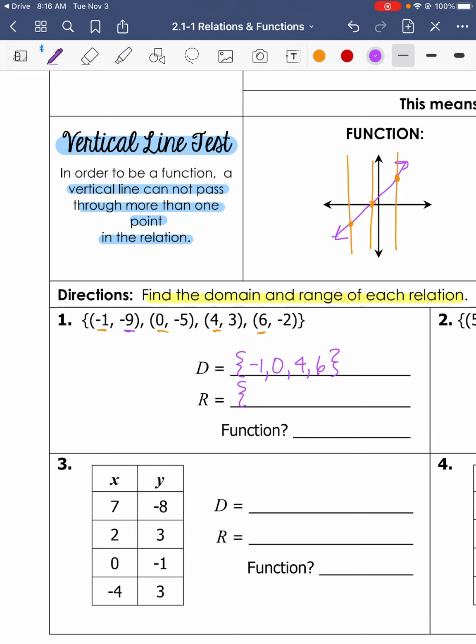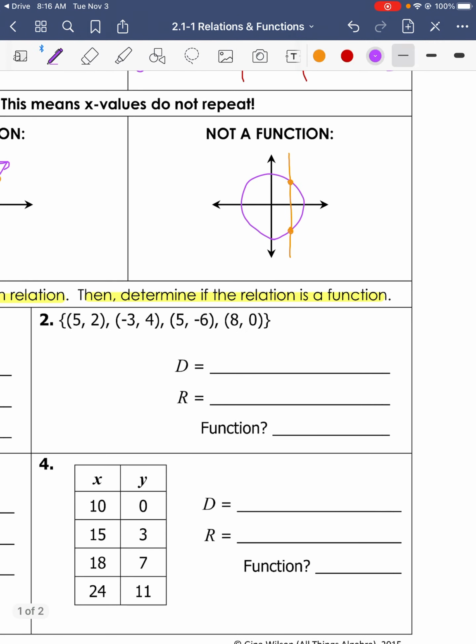And with the range, same thing. We're going to be looking at all of the y values, starting with the smallest. We have -9, -5, -2, and then 3. Okay, and then it's asking us, is this a function? So what we need to do is look at the x values here. First, is there a duplicate x value? And here there's not. So we're not going to find another x value that is paired with a different y value because there's no duplicates here. So we'll say yes, this is a function.